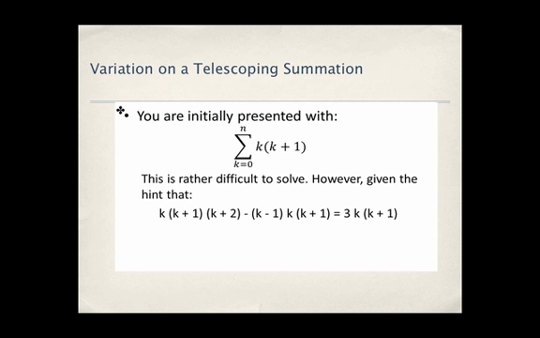Just looking at it, it's not immediately apparent that this summation is a telescoping sum. However, there is a way that it can be transformed into a telescoping summation, which makes it much simpler to solve than taking the summation out term by term or using a calculator. If you are given the hint that k times k plus 1 times k plus 2 minus k minus 1 times k plus 1 is equivalent to 3 times k plus 1, then it becomes much easier to solve.